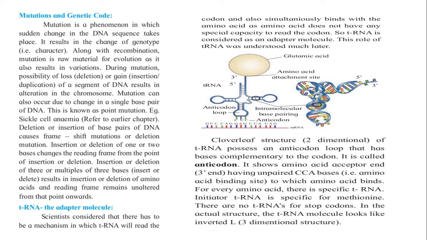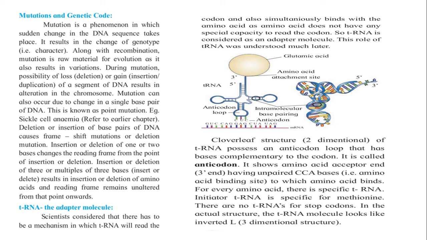Deletion of a base pair of DNA causes frame shift mutation or deletion. Insertion or deletion of one or two bases changes the reading frame from the point of insertion or deletion. Insertion or deletion of three or multiples of three bases results in insertion or deletion of amino acids, and the reading frame remains unaltered from that point onwards.